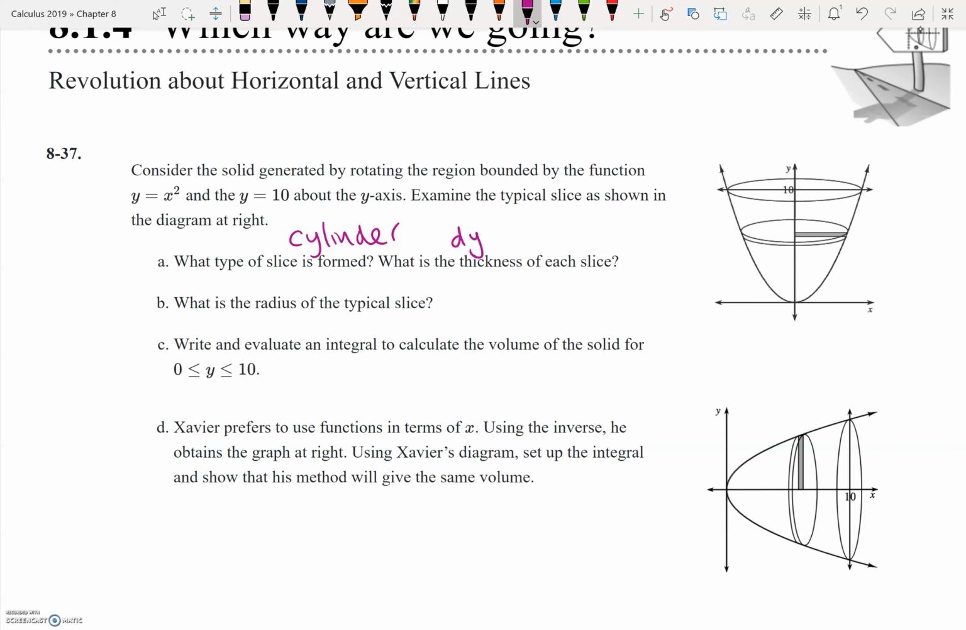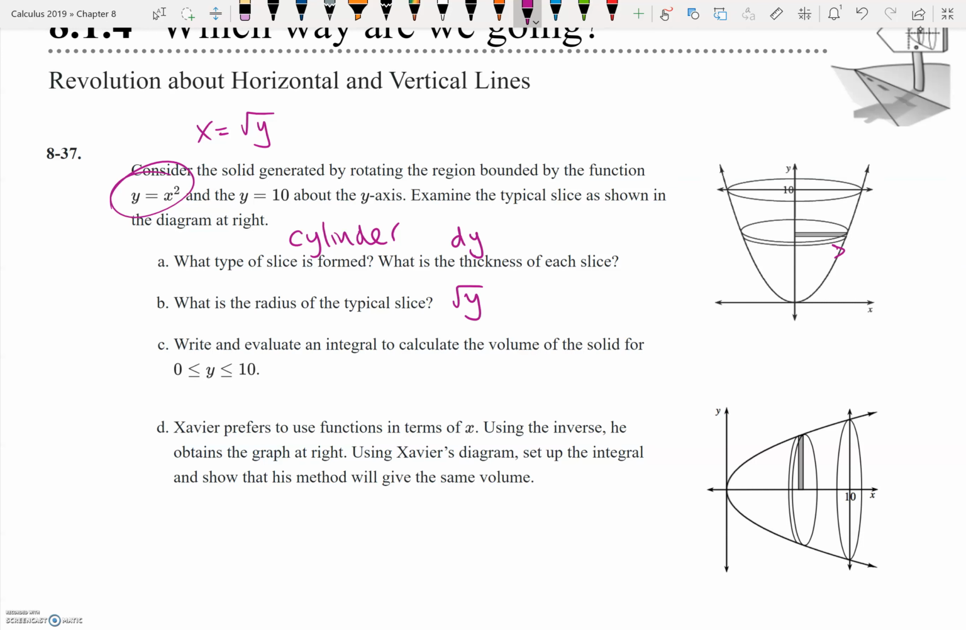The radius of each slice, then, if this is y equals x squared, and we're going to be talking about the integral of y, we need to rewrite this equation in terms of y. So we're going to have x equals plus or minus the square root of y. However, this is the negative side, or this is the positive side, but we really care about this part. It's rotated around, so we're just going to have the positive square root of y. And the radius of each typical slice then is going to be the square root of y.